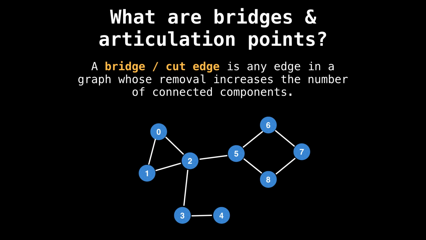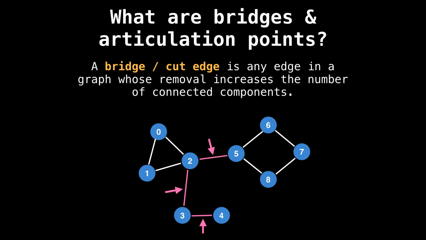For starters, let's talk about what a bridge is in a graph. Bridges are sometimes also called cut edges. Essentially, if you have a graph which is a connected component, a bridge is an edge which, if removed, increases the number of connected components in the graph. The name bridge makes sense because if you think about connected components as islands, then a bridge is what separates them.